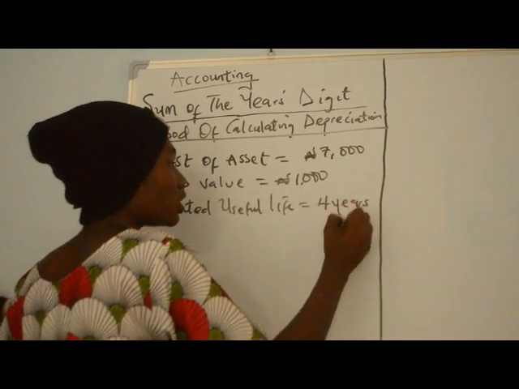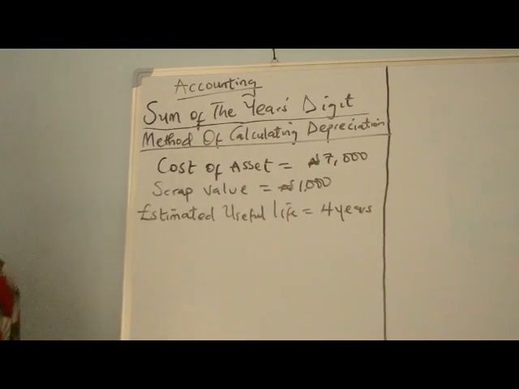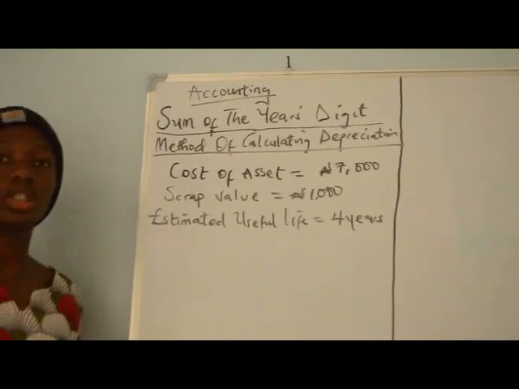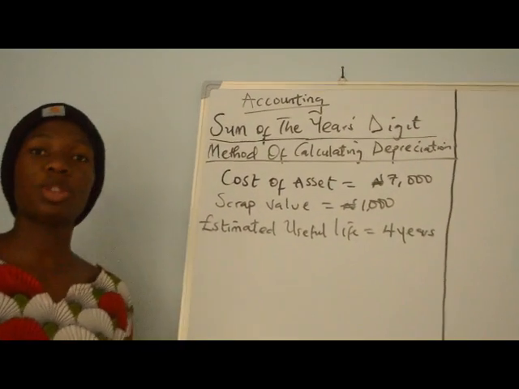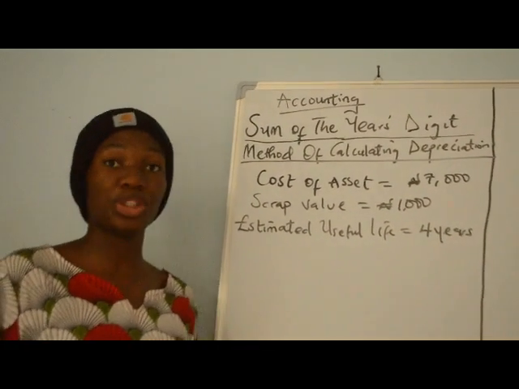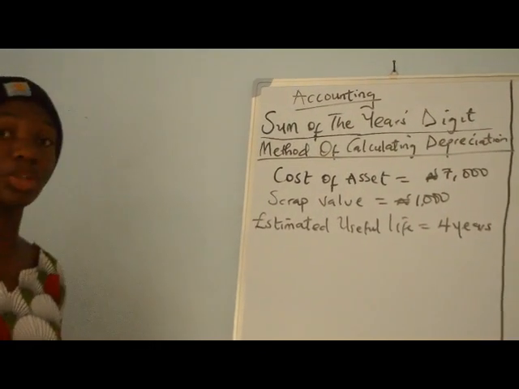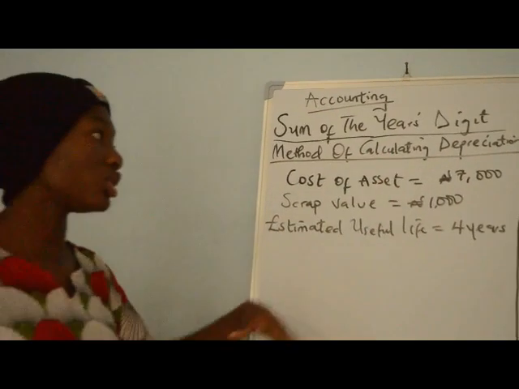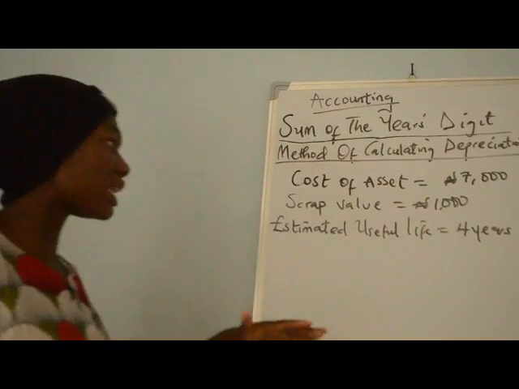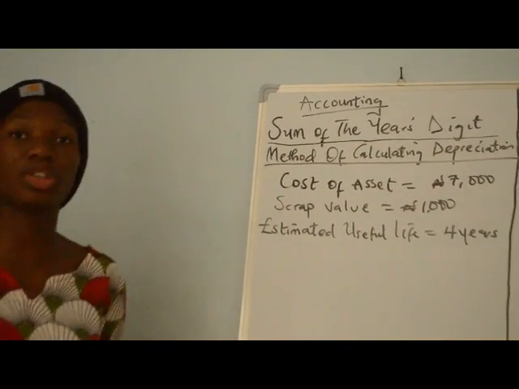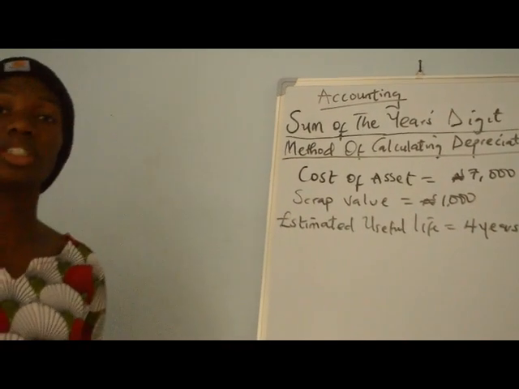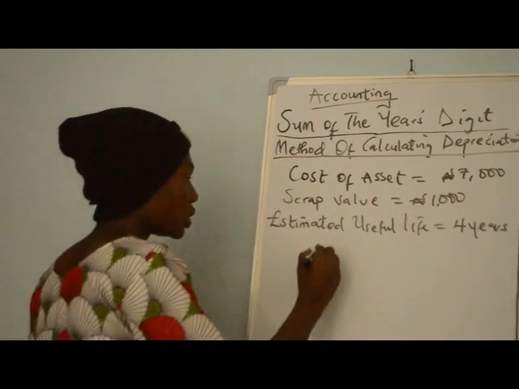Now in case you are just joining us, we've dropped a video on depreciation, the theory aspect. We've also dropped a video on how to calculate depreciation using your straight line method. So this is our second way of calculating depreciation. Okay, now this is our question on the board. We have our cost of assets, our scrap value, our estimated useful life. Now using the sum of the digit method, let's show our workings quickly.